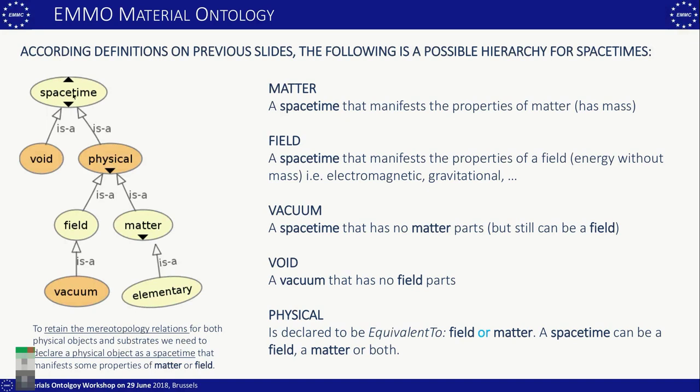So now we are building a branch under space-time in which we can place the void, in which we have nothing, no field parts, physical, that is the union of field and matter. A field is a space-time that manifests the properties of a field. A vacuum is a space-time that has no matter, but still can have a field. A void is a vacuum that has no field parts, so nothing. And physical is equivalent to field and matter. Elementaries are a particular subset of matter.